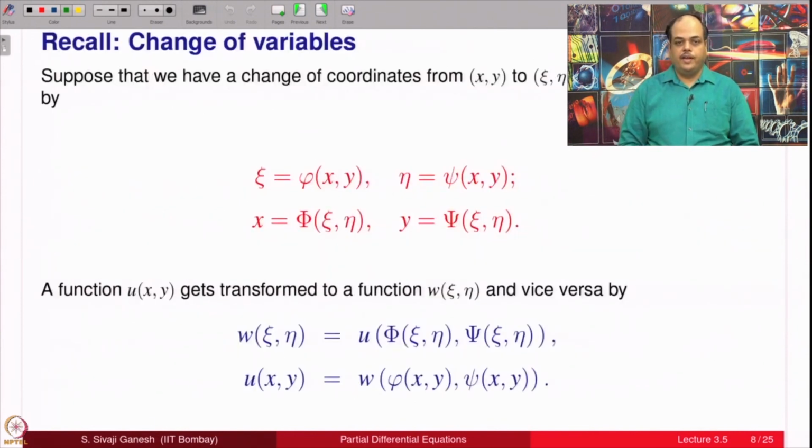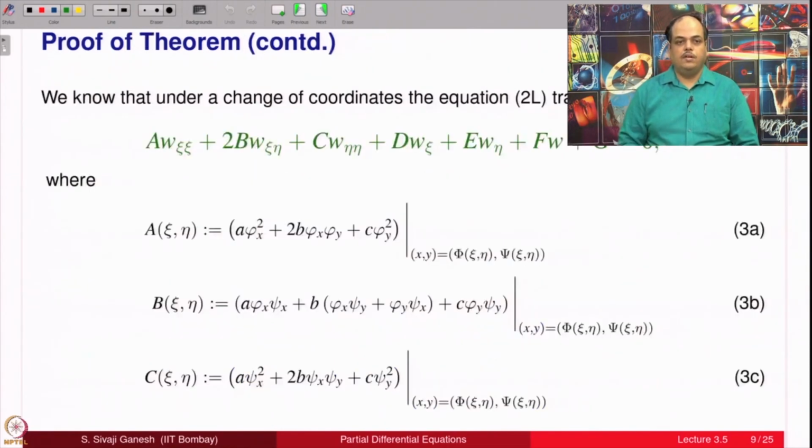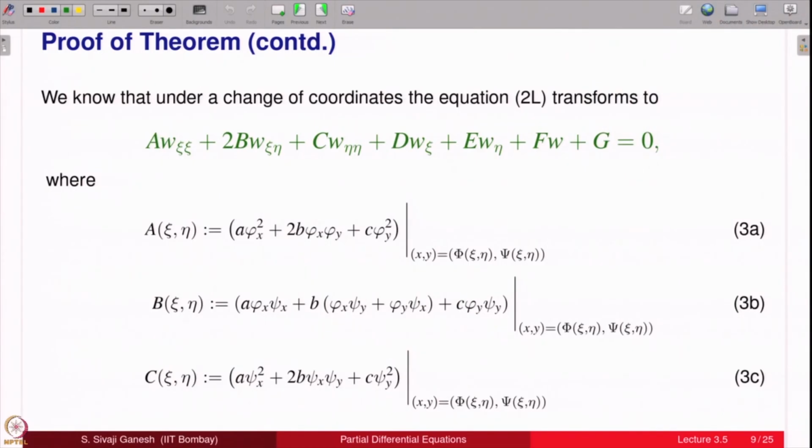And recall the change of variables xi and eta by the functions phi xy and psi xy, then these are the inverse functions for that, and the function u xy in terms of w is w of phi xy, psi xy, and w in terms of u is given by this equation. And we have seen that the second order linear equation L under this change of coordinates becomes this, where the coefficients A, B, C which matter for the type of the equation are mentioned here.